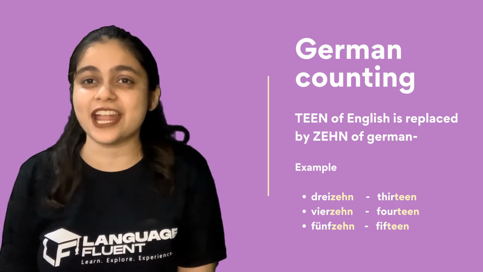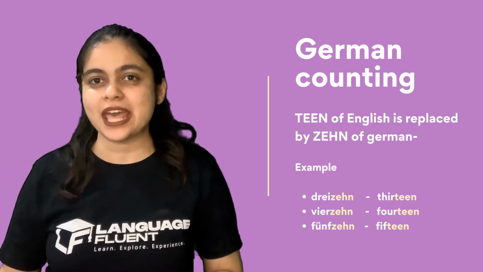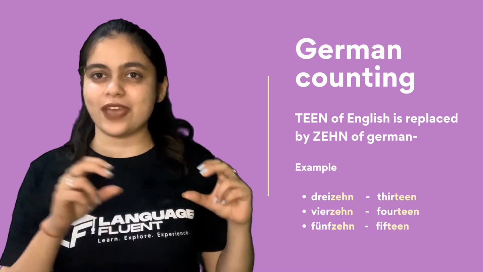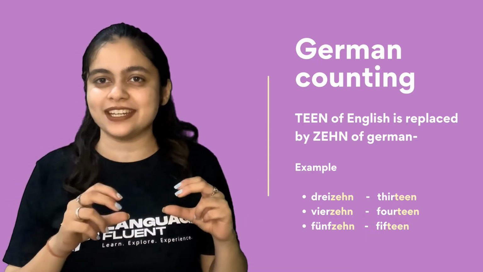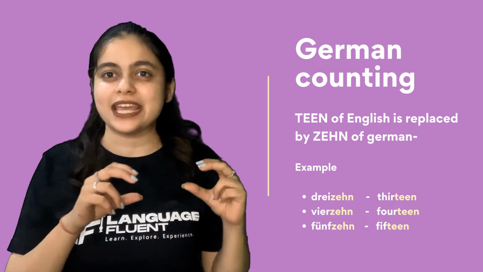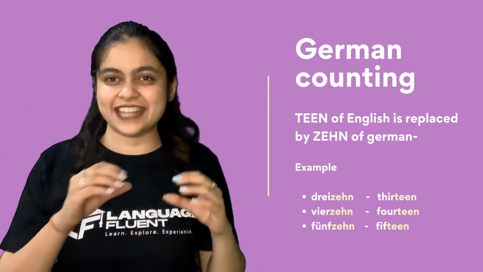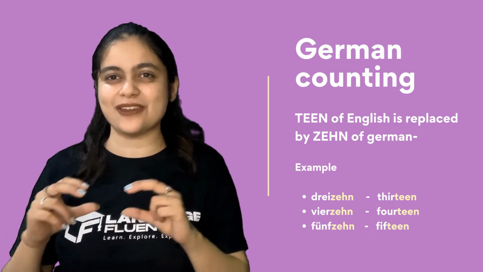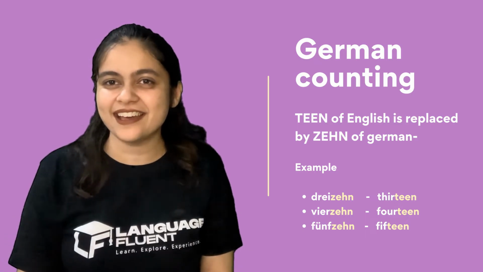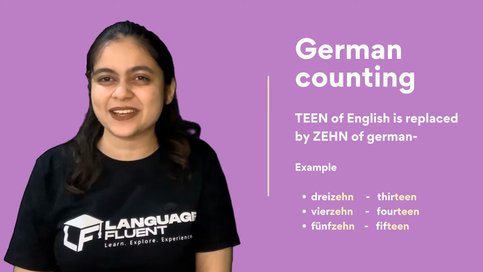So if you paid attention to what I said just now, the teen of English, that is 13, 14, is replaced by the zehn of German. 13, 14, 15. Yeah? Catch the similarities?